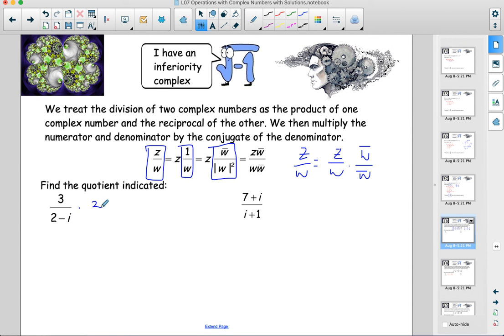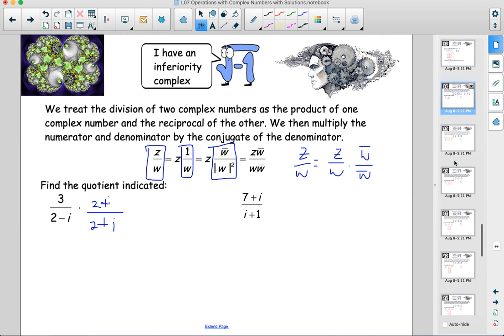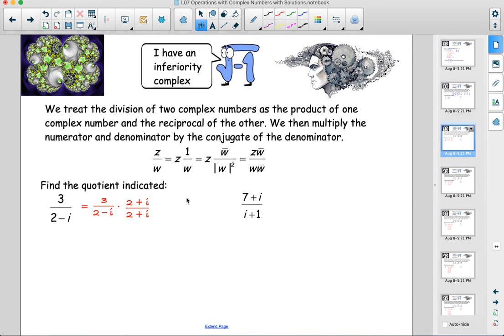So in this case, 2 plus i over 2 plus i. So that's what we're going to get going with. Again, you can be in control of the timing. I'm just going to move to the next slide. So multiplying by the conjugate, we're going to get 3 over 2 minus i times 2 plus i over 2 plus i. And then I will multiply these out.